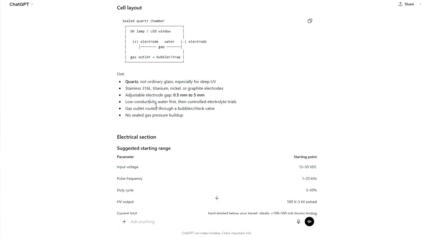Interesting. Low conductivity water first, then controlled electrolyte trial. See, it still thinks I'm using an electrolyte. It just doesn't know what I'm doing. It knows, but it doesn't.